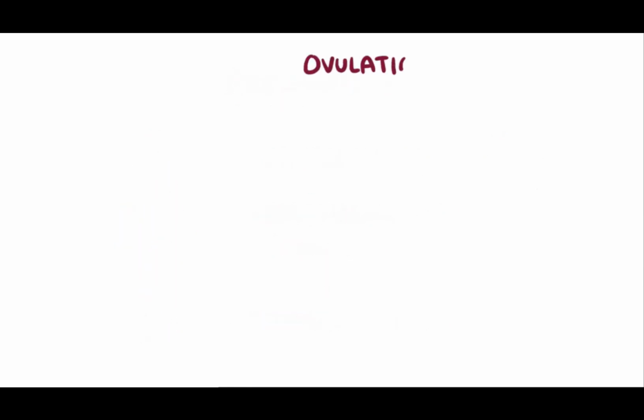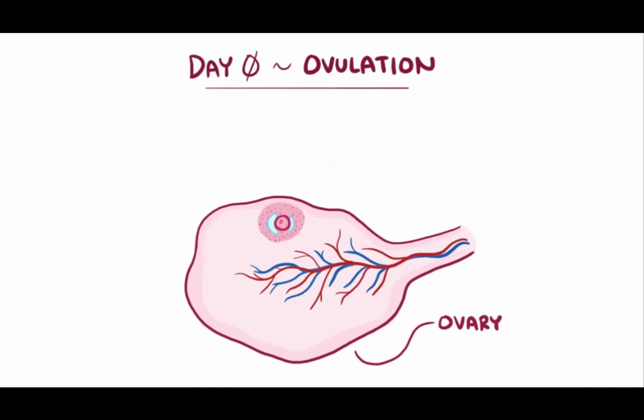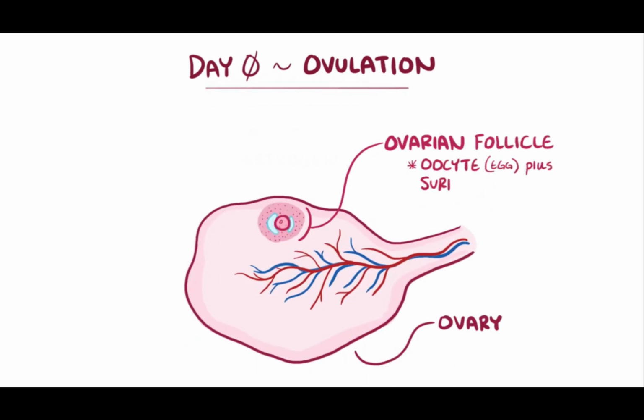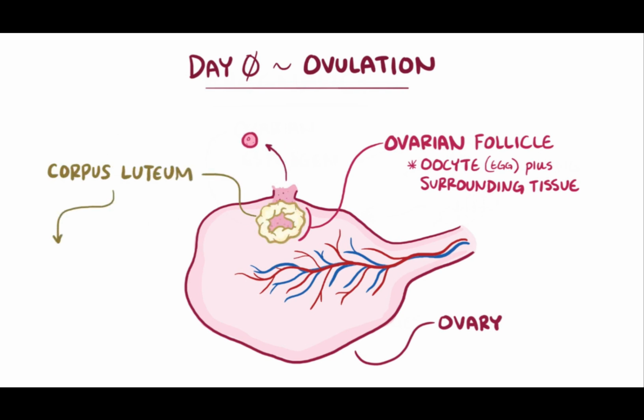Everything starts with ovulation, so let's call that day 0. On that day, in the ovary, an ovarian follicle, which is an egg or oocyte, plus its surrounding tissues, matures, and ovulation occurs, which is when the egg gets ejected, while the surrounding structure becomes the corpus luteum and quickly starts making estrogen and progesterone.